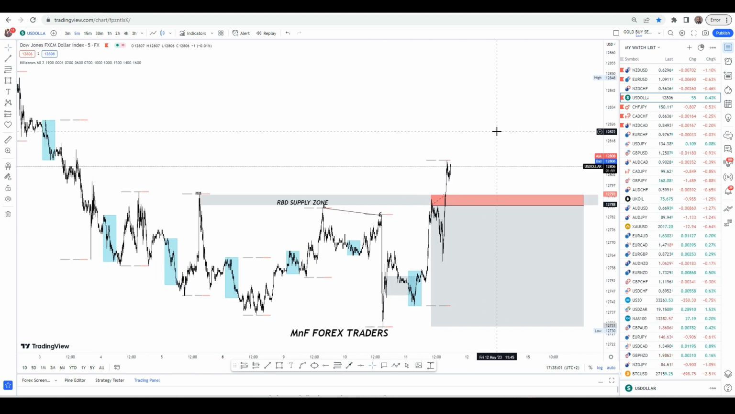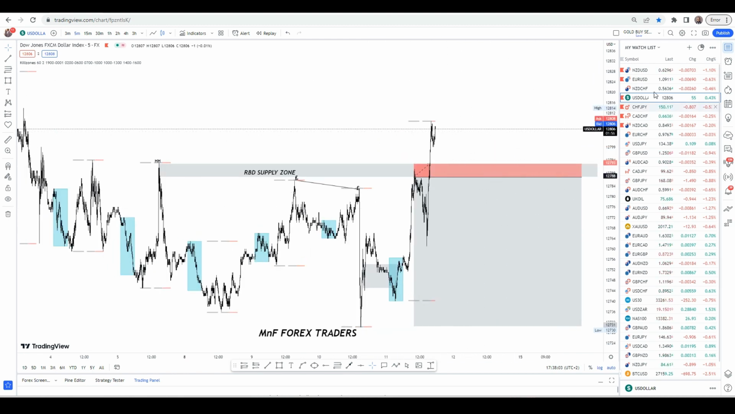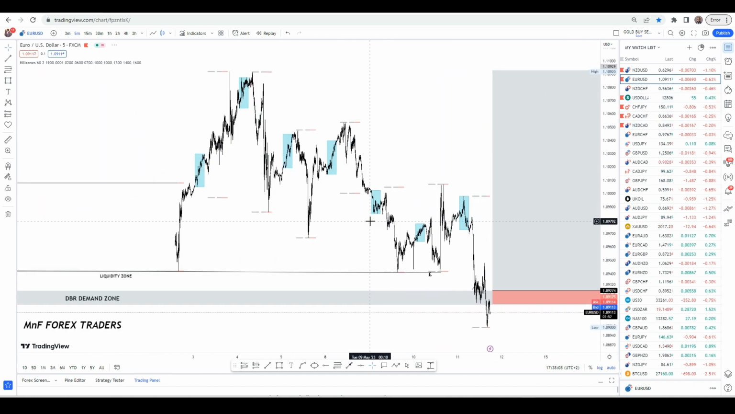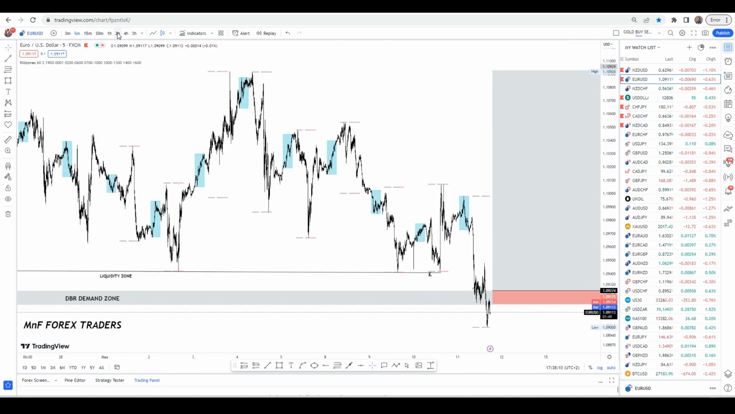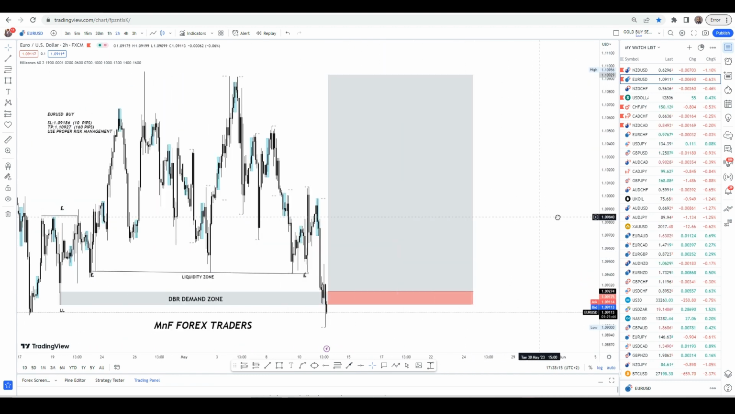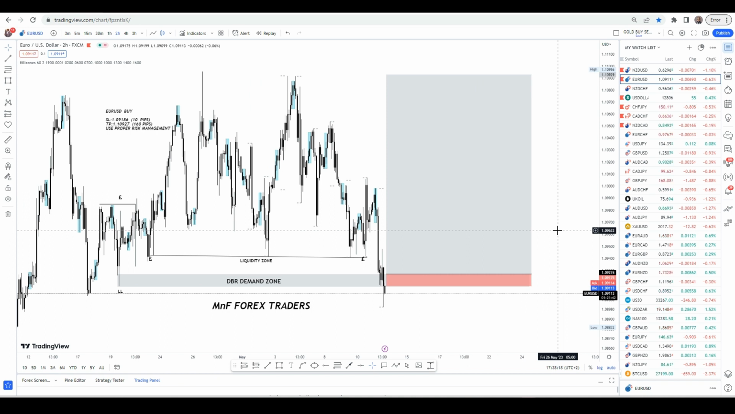I had all the confluence. I had a lot of confluences like the DXY right here, the Asian range right here. The liquidity was taken out. You can see that it had a lot of confluences, but it still failed to work out. And like I always tell you guys, on a trade by trade basis, you are not sure what's going to happen, and no one knows what's going to happen.